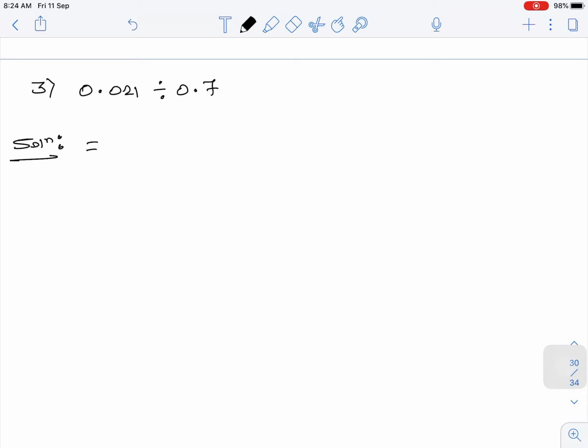Okay, so now what will be our first step? We'll write it as 0.021 divided by 0.7, that is, we have written it in numerator denominator form. Now, what is our condition? That this decimal must be at the end of the number. So how many digits do we have to move it to the right? Only one digit, so this decimal will come here.